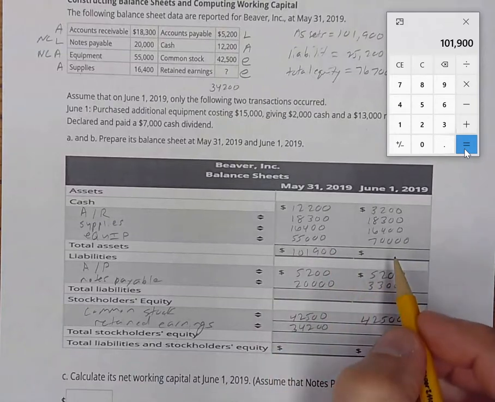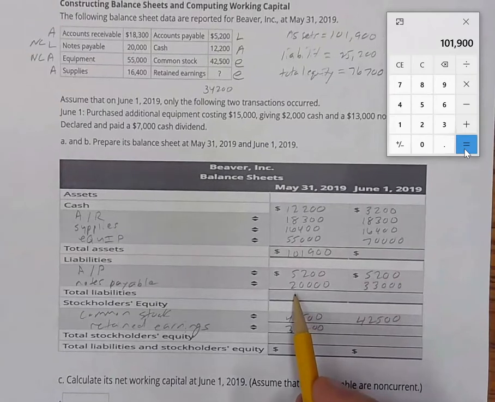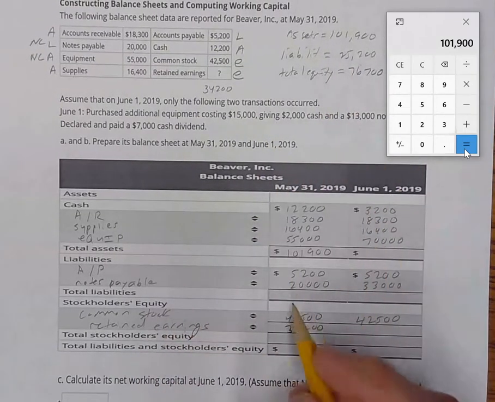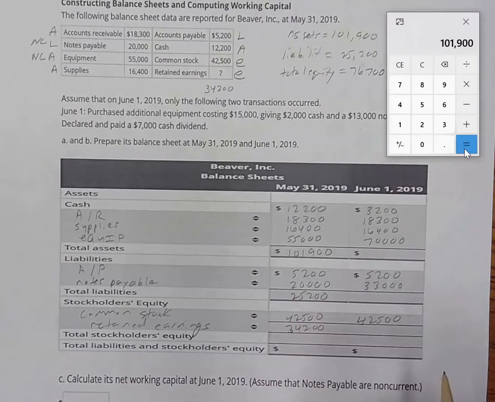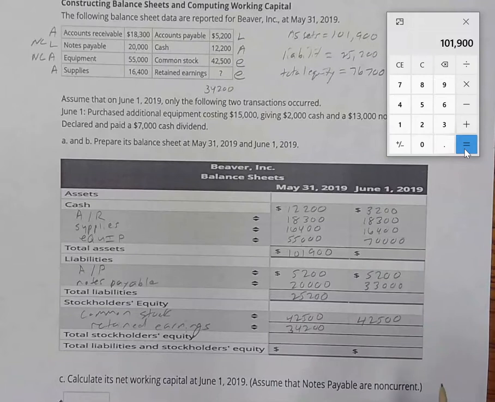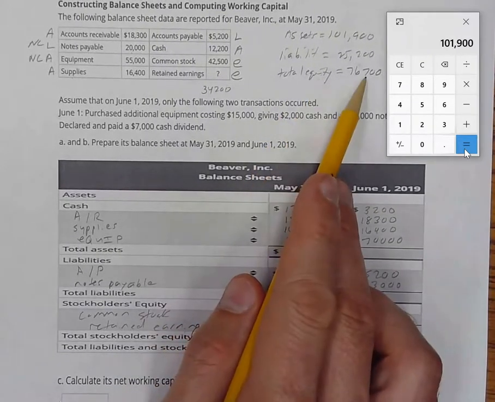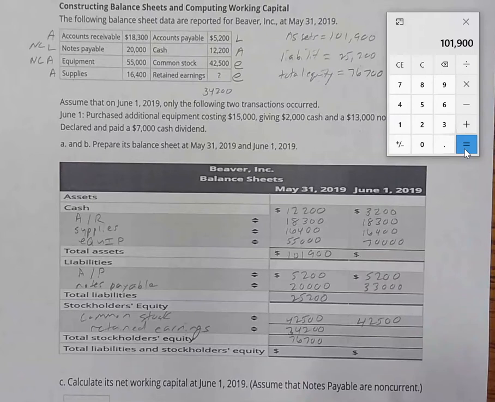and then we also have our liabilities here for 25.2. So since we already did this, we can just kind of drop it in right there. And we also calculated total equity up here, 76.7. We already did that. So we'll just go ahead and use that information.